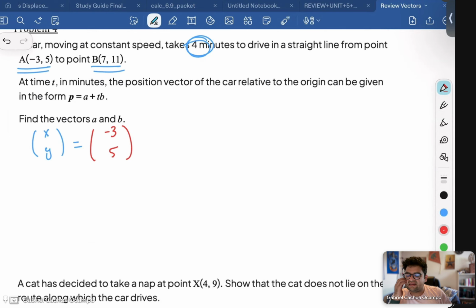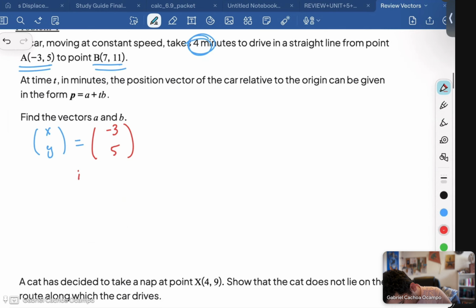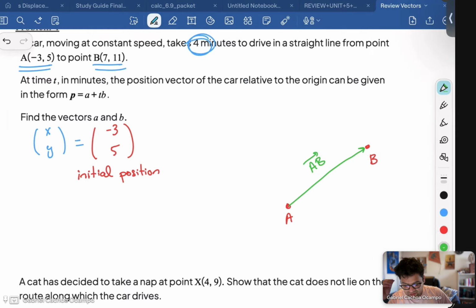Remember that the coordinates of my initial position, I write them as a vector. So this is my initial position. And then I need my velocity vector. The velocity vector is the vector that represents the displacement vector AB. And remember that this vector has a formula: the terminal position minus the initial position.